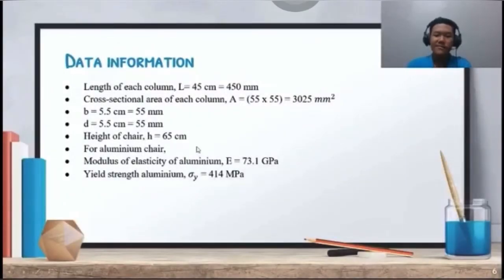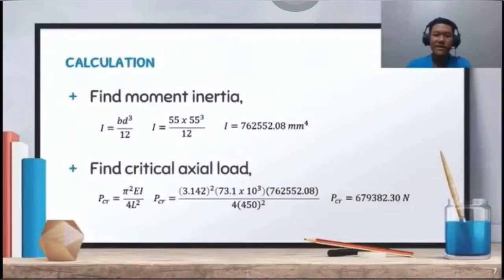Now first we need to find the moment of inertia to calculate the critical axial load. Here is the formula for the moment of inertia. We just insert the value here and we get the value for the moment of inertia of the cross section of the column.